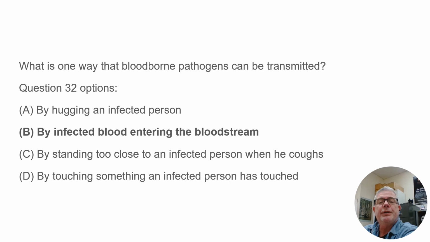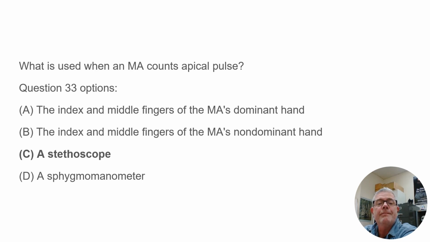What is one way that bloodborne pathogens can be transmitted? When you talk about bloodborne pathogens, they are transmitted by infected blood entering the bloodstream through blood splashes or needle sticks, just for an example.